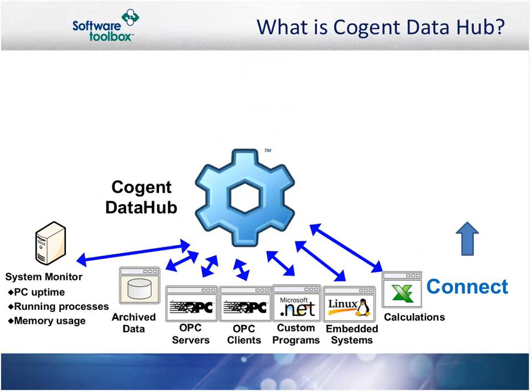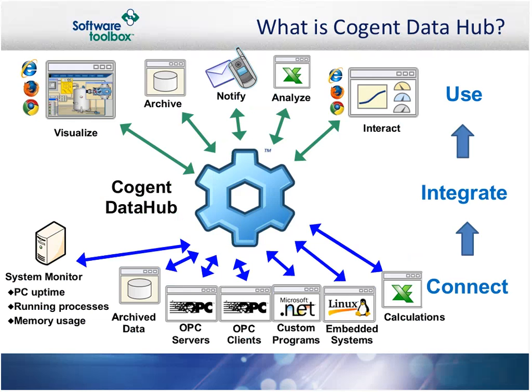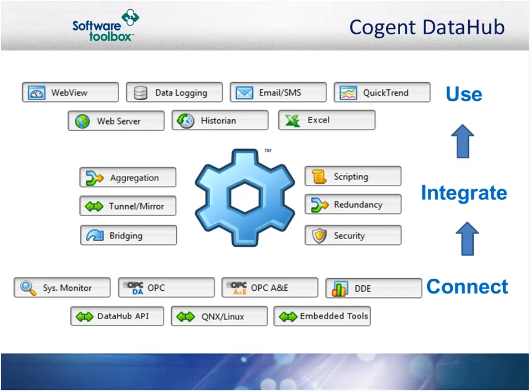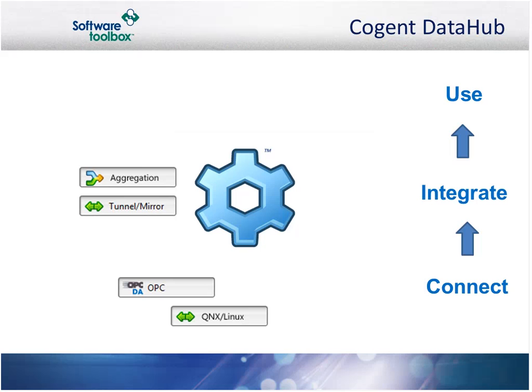what processes are running. Once you have the data in the Data Hub, you can integrate that data. The Data Hub also provides different methods to use the data that has been gathered. Some examples are logging it to a database, sending out email alerts, or visualizing the data in a web page. The Data Hub includes all the functions listed here. Today we'll just be focusing on 2 of these, aggregation and tunneling, using OPC DA and Linux connections.